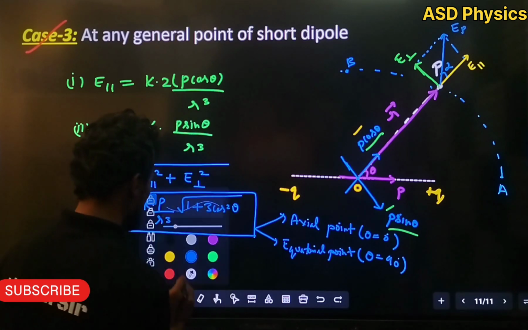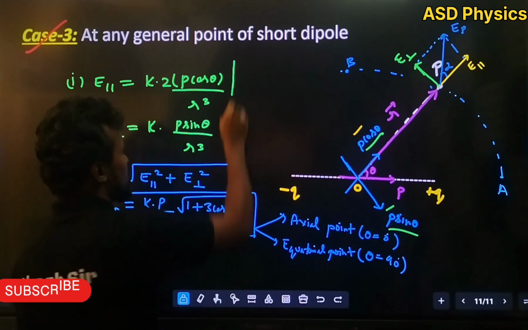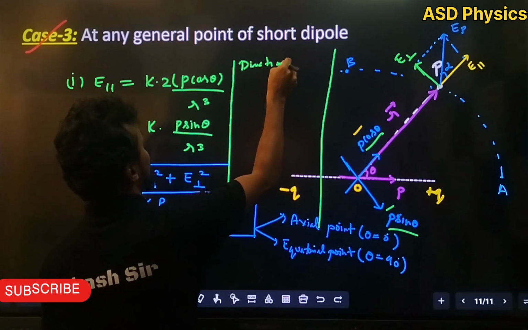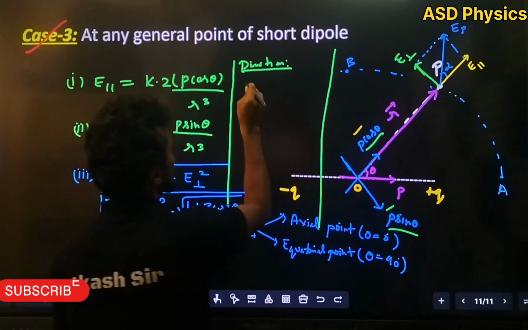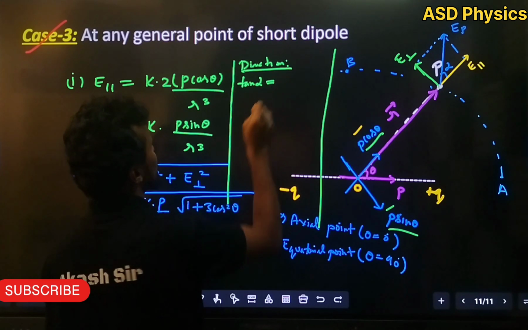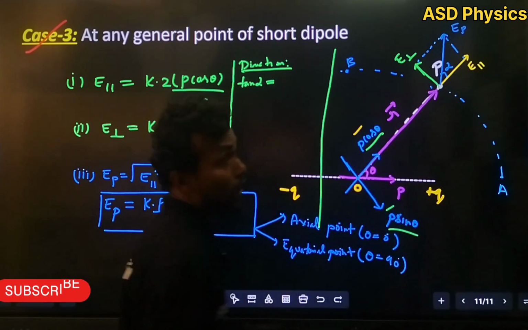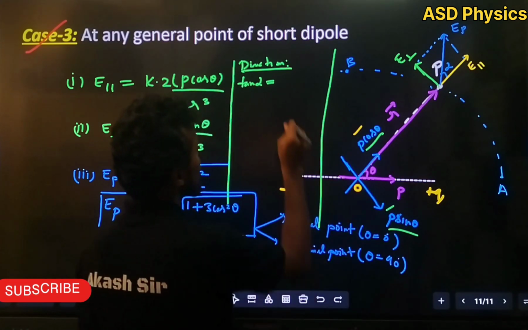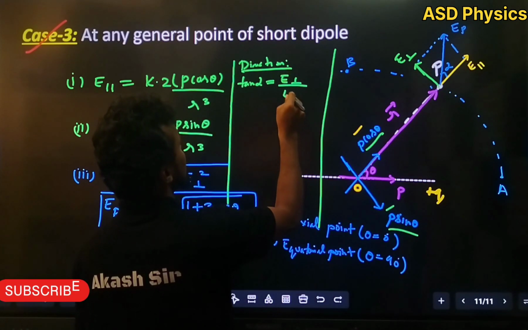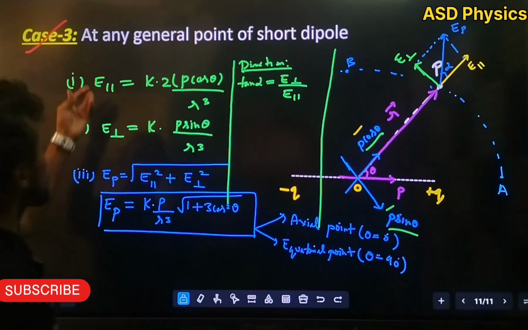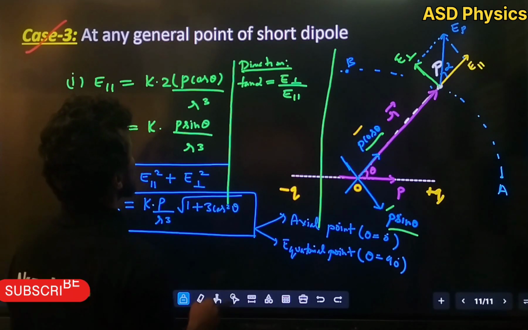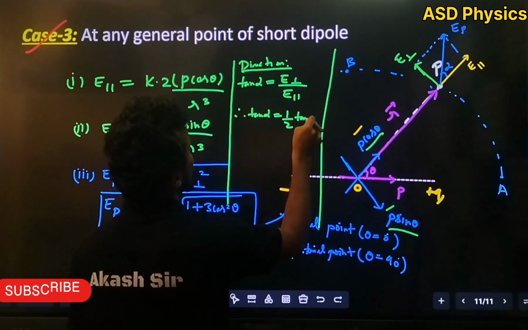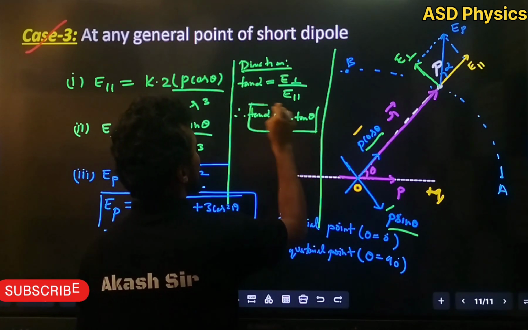Now after that, let me talk about the direction. Can you get tan alpha? What is tan alpha? Opposite by adjacent. So we can write tan alpha equals E perpendicular by E parallel. When we do E perpendicular by E parallel, it will come tan alpha is equal to half tan theta. This is the relation.